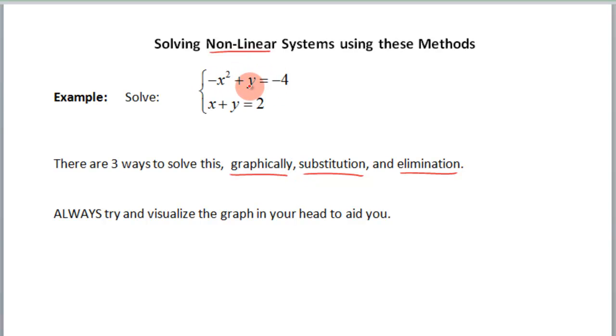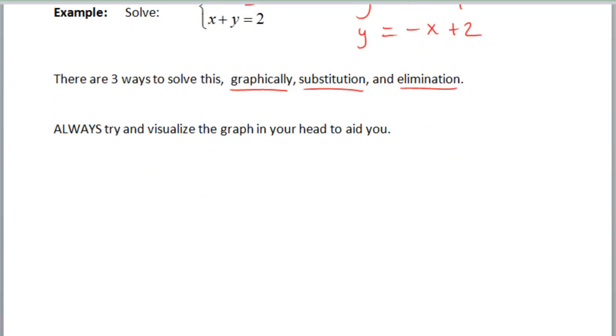Let's see what types of graphs we actually have. If you solve these both for y, right? The first one, I add an x squared to both sides. And then the second one, I subtract an x on both sides. You should be able to identify both of those, right? This one here, parabola. This one here, line, right? So you could graph them and find out where they intersect, and that's one way to find the solution.